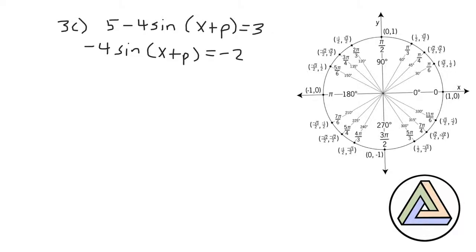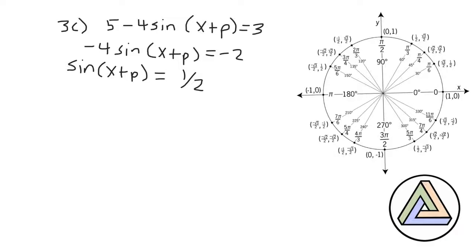And then at that point, we could divide both sides by that negative 4 right here. And when we do that, what we're going to end up with is sine of x plus p equals 1/2 after reducing negative 2 over negative 4. That'll become 1/2. Now we have this interesting situation where we have this addition scenario in there.